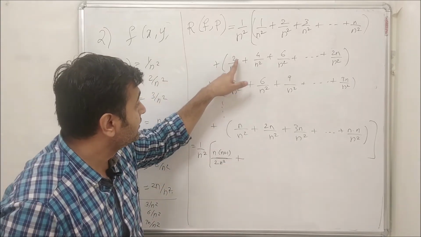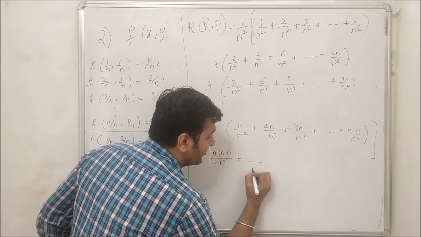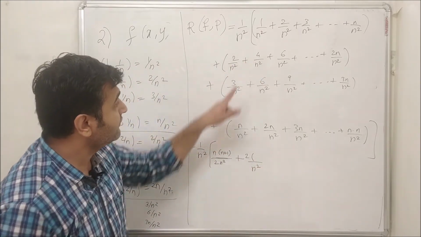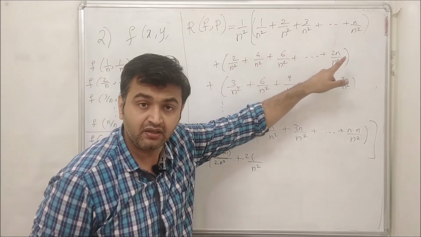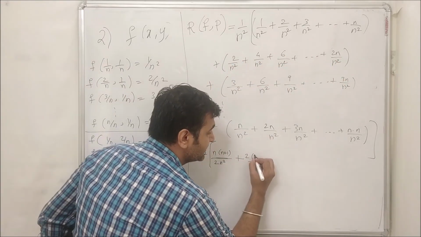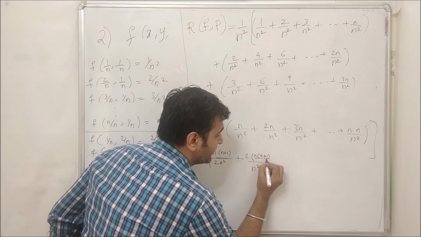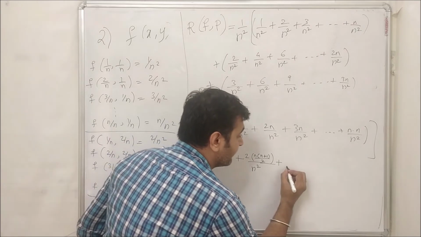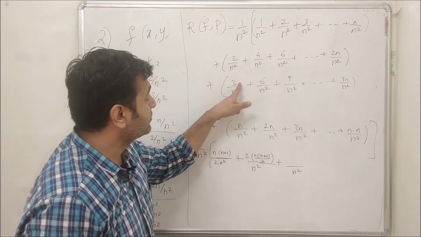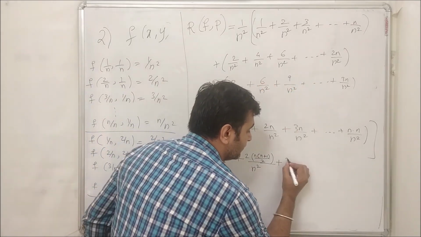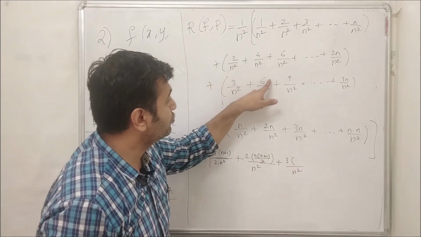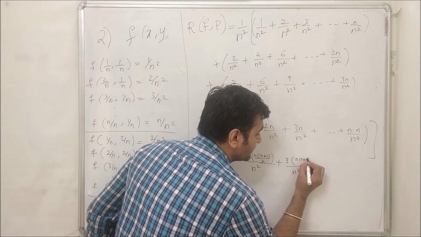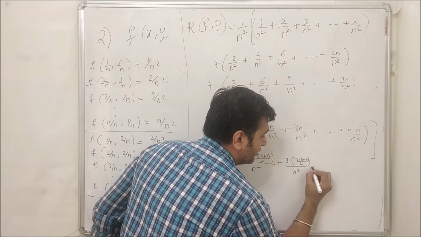Go to the second one. You can observe the whole thing is divided by n square. You can take out 2 common. What is left? 1 plus 2 plus 3 plus up to n. Again, what is the sum of the first n natural numbers? n into n plus 1 by 2. Plus, go to the third series. Again, divided by n square. You can take out 3 common from each of the terms. What is left? 1, 2, 3 up to n. Again, the sum of the first n natural numbers is n into n plus 1 by 2, plus dot dot dot.